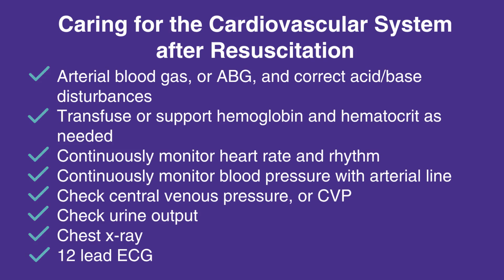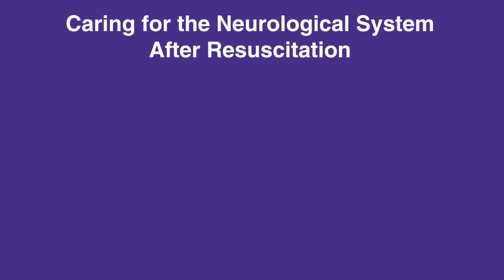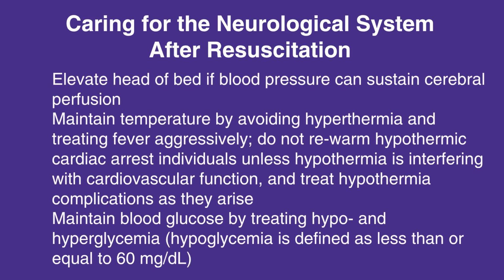Maintain appropriate intravascular volume. Use vasopressors and titrate blood pressure to treat hypotension if needed. Continuously monitor pulse oximetry. Maintain adequate oxygenation, that is, saturation between 94 and 99%. Correct metabolic abnormalities, chemistry panel. When caring for the neurological system after resuscitation, follow this checklist.